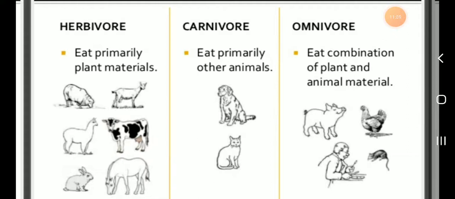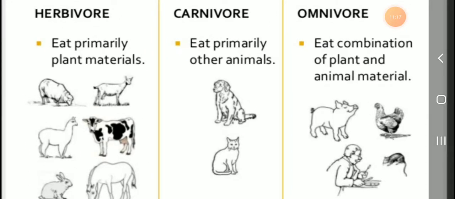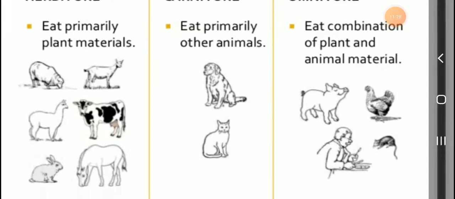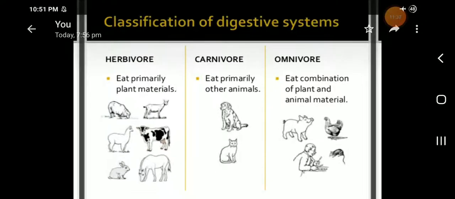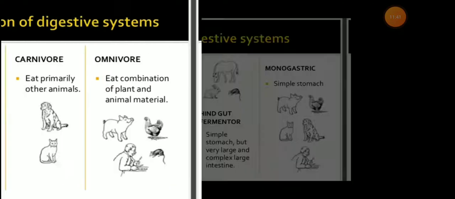A carnivore animal means what? It eats only the flesh of animals. That is a carnivore animal. Then an omnivore eats both flesh and plants. Okay, listen. Herbivores eat primarily plant materials. Carnivores eat primarily other animals, that is, flesh-eating animals. Omnivores eat combinations of plant and animal material.